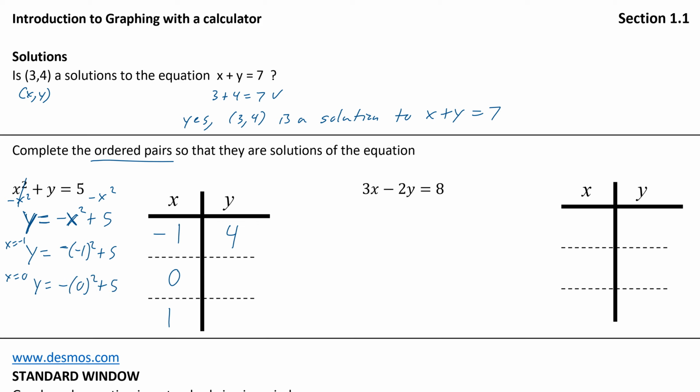you notice I'm putting parentheses wherever the x is. You always want to substitute with a parenthesis. So we would get 0 plus 5, which is 5. And then x equals 1 would give us 4. So we have 3 solutions, 3 ordered pairs.